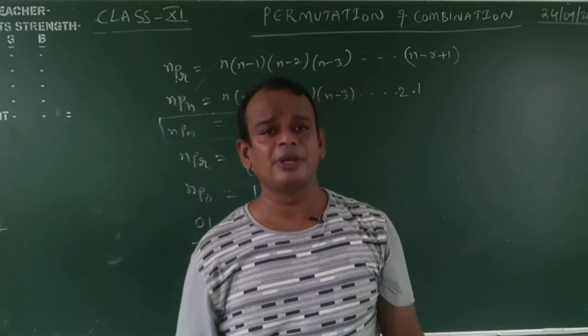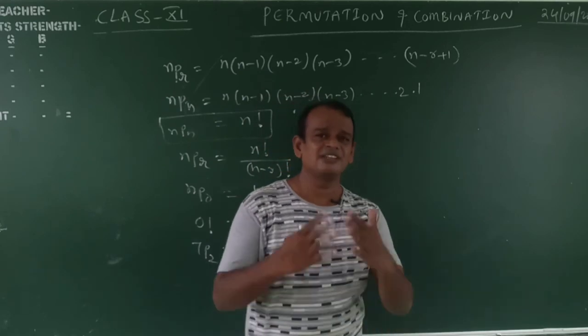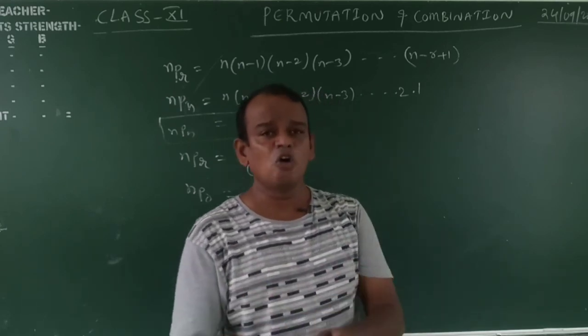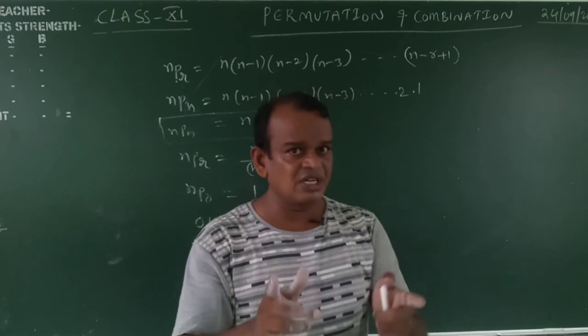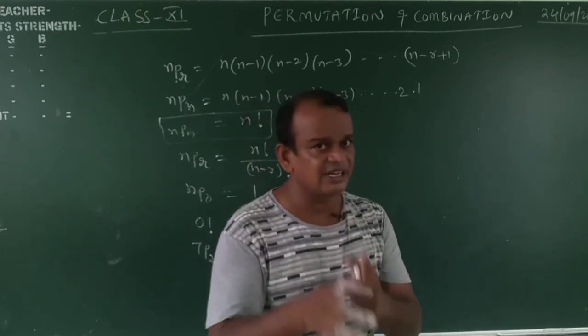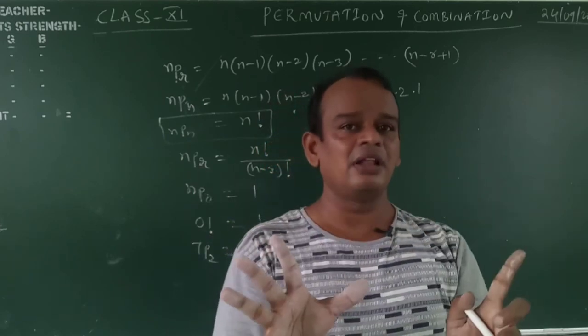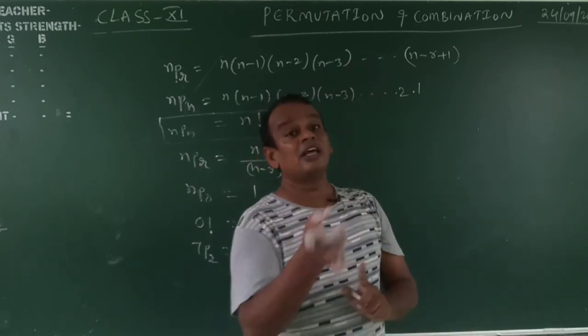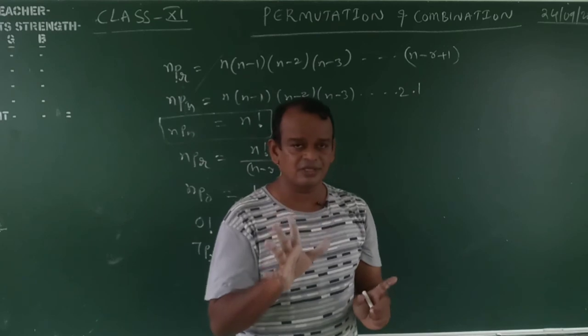Okay, my dear students, a very, very simple topic. Just arrangement. How many objects are given? What is the question? Read the question carefully. For nPr, n is always greater than or equal to r. r is never greater than n. Okay, my dear students.